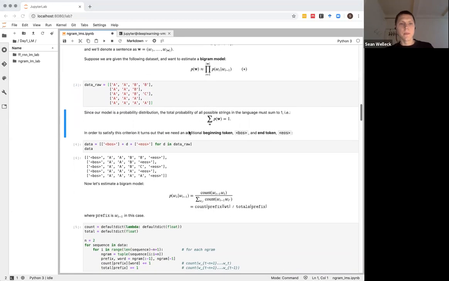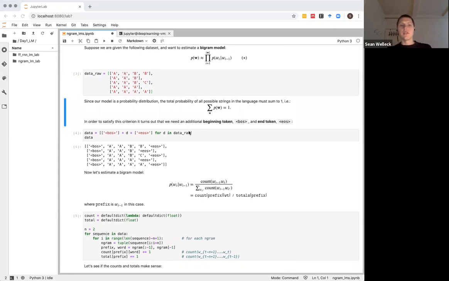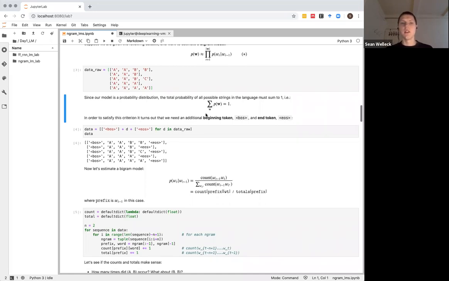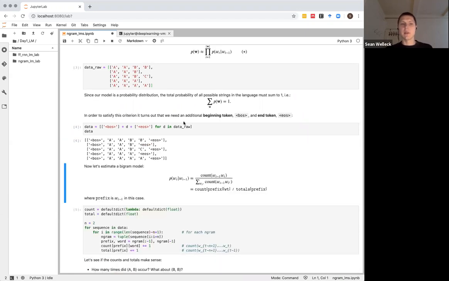Now, since this is a probability distribution, our model, if you remember back to probability, every distribution has to sum to 1 over all inputs. And it turns out that in order to satisfy that, we have to add these special tokens to each sequence. It's one token which says this is the beginning of the sequence, and one token which says this is the end of the sequence.